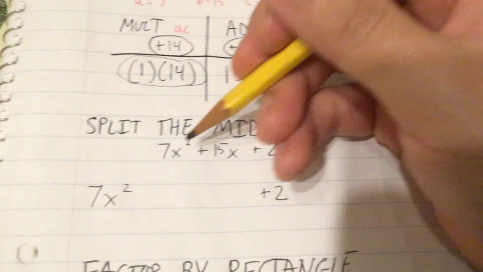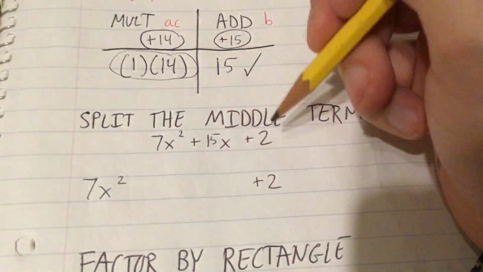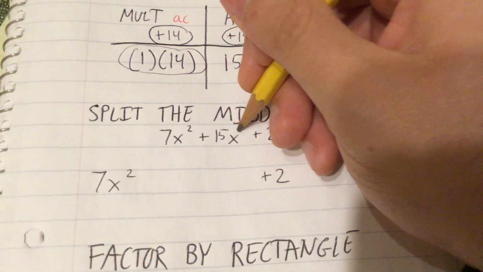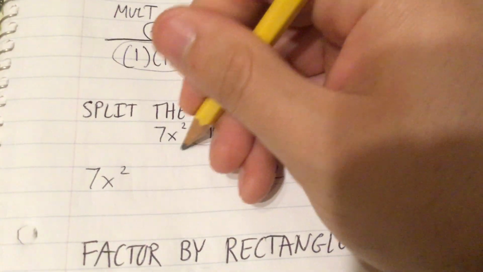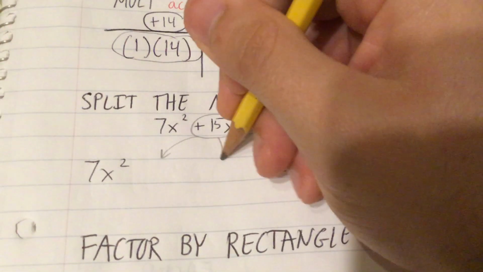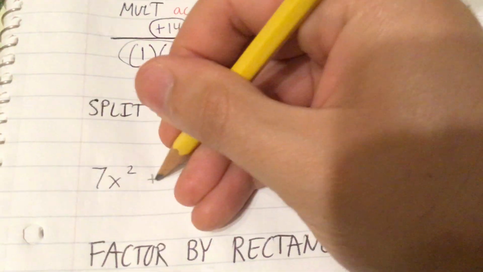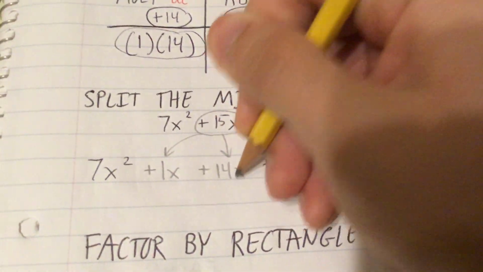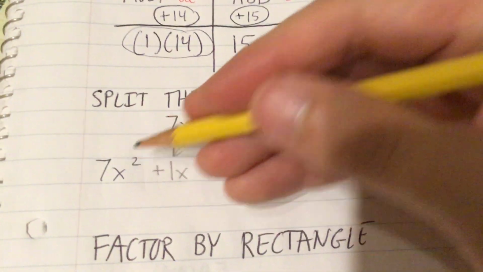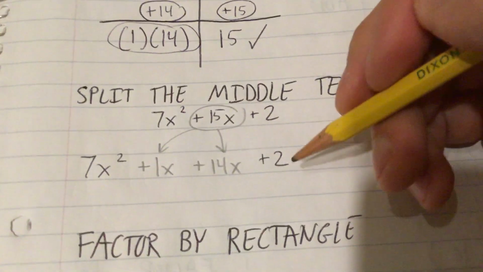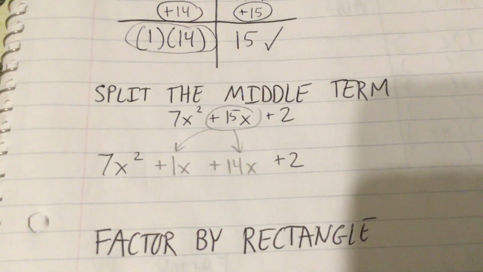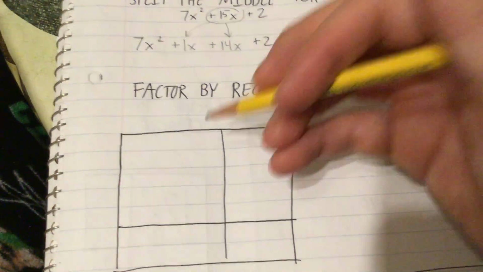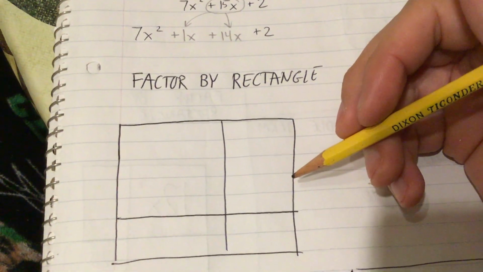So I've got 7x squared plus 15x plus 2. So why is the winning team so important? Because it splits the middle term. So I'm going to split the middle term into positive 1x and positive 14x. So 7x squared plus 1x plus 14x plus 2. And now I'm going to put all the pieces in the rectangle. Factor by rectangle. It's awesome.